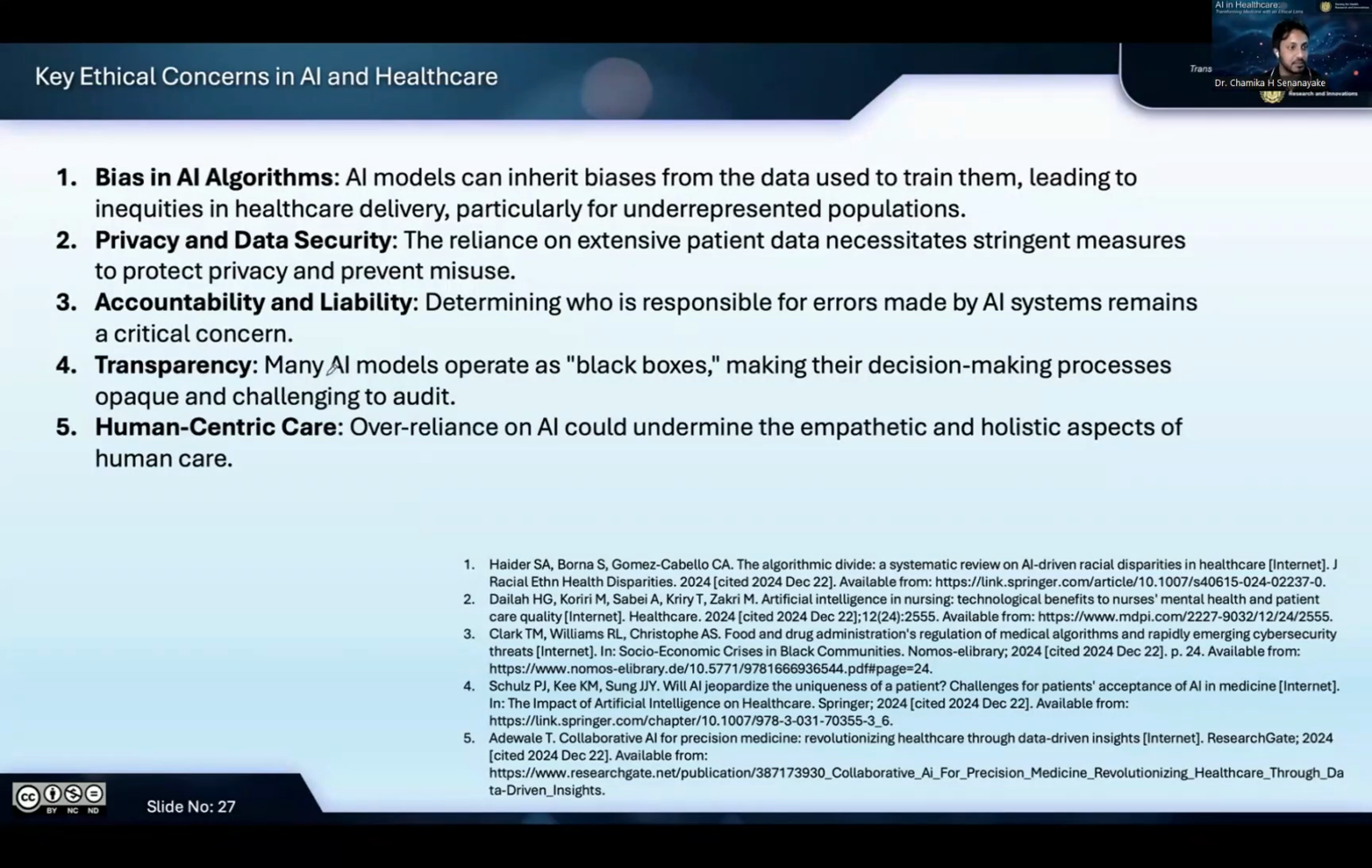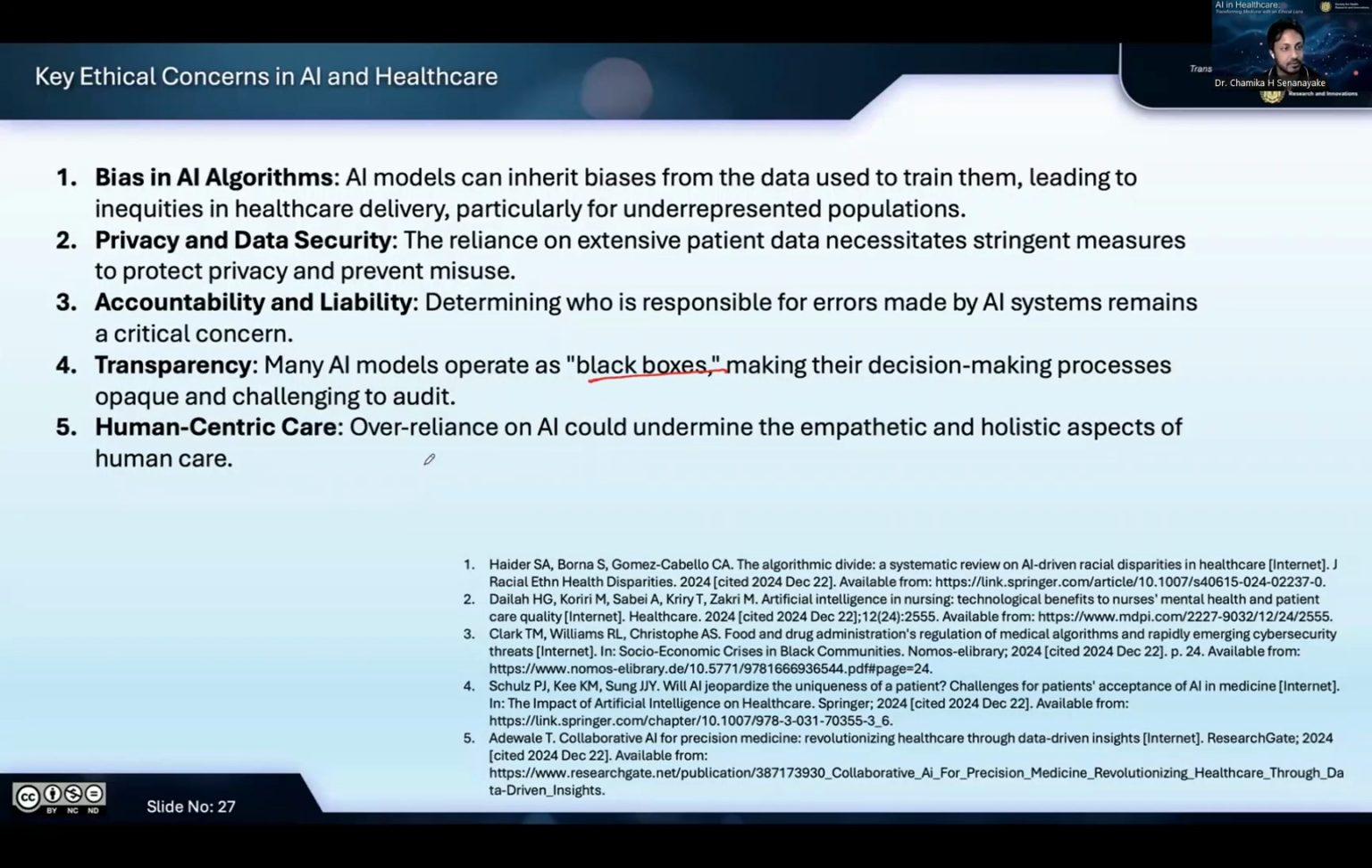Transparency is one of the key important things, because many AI models operate as a black box. You put the information in, you get an output. You don't know what was going on inside that black box. So it can be challenging to audit, and it is opaque as well.